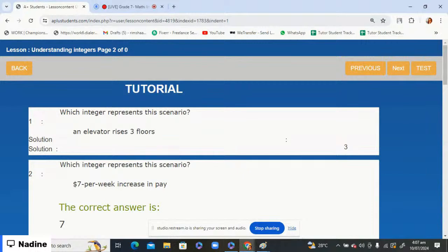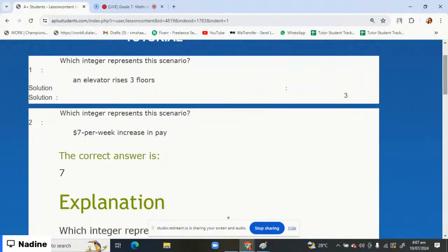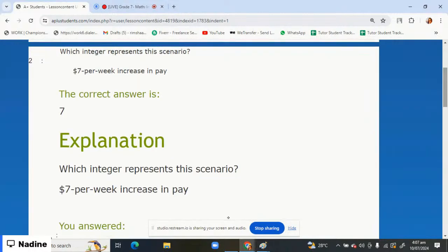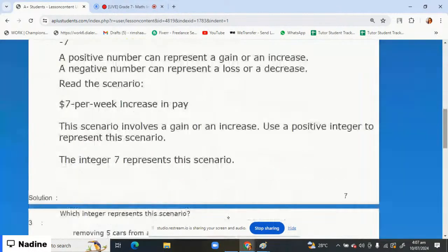So you have to increase $7 per week. It means that something increases. So here is the plus sign. Okay, and plus sign means that there is no sign with it. Which integers represent this scenario?